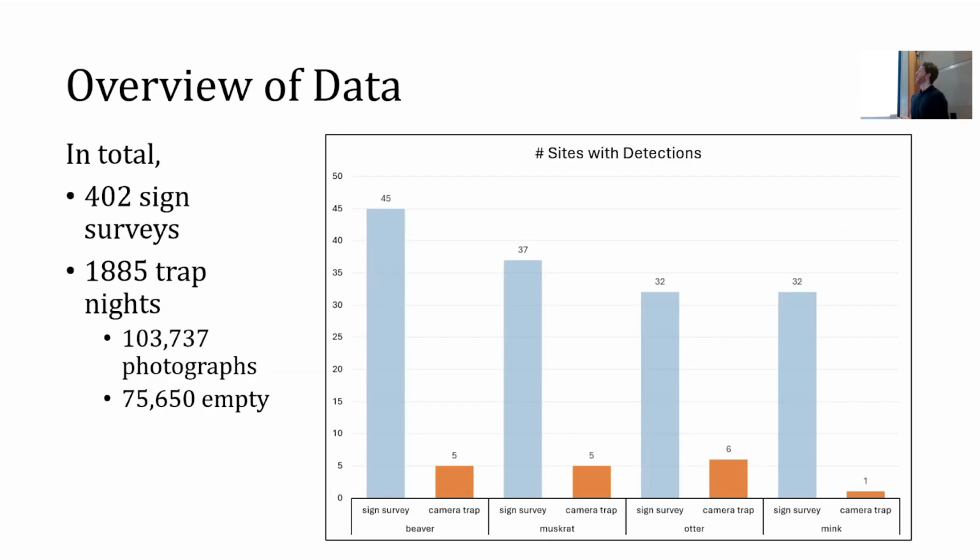So, a quick overview of the data I collected. In total, I had 402 sign surveys, over 1,800 trap nights with cameras. That yielded over 103,000 photographs, 75,650 of which were empty. And that's somewhat reflected in this bar chart to the right, which shows the number of sites with detections from each survey method for each species. It's pretty clear looking at that, you can see that sign surveys detected these species far greater than camera traps did.